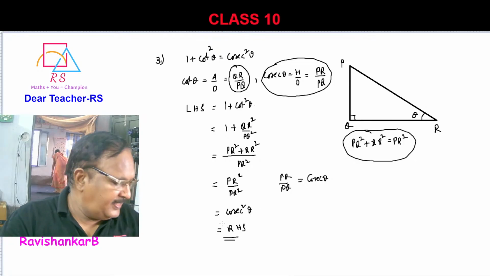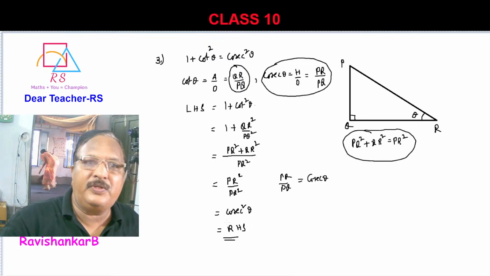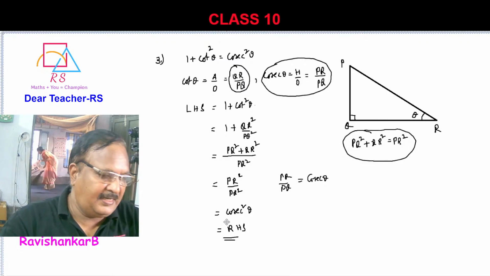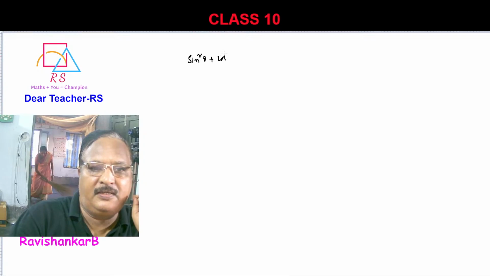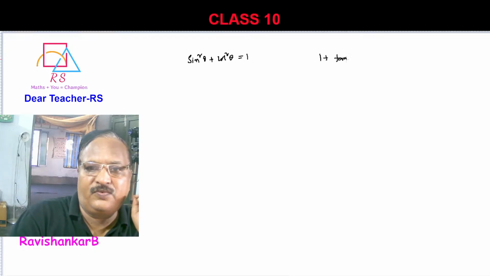So 3 identities I proved. Let me have all the 3 identities together. The first identity: sine square theta plus cos square theta is equal to 1. The second identity: 1 plus tan square theta is equal to secant square theta. And the third identity: 1 plus cot square theta is equal to cosecant square theta.